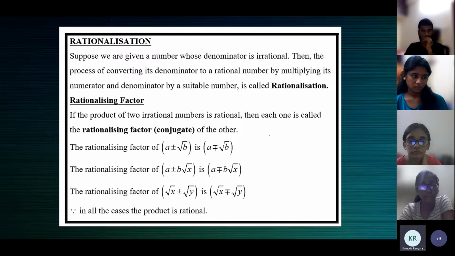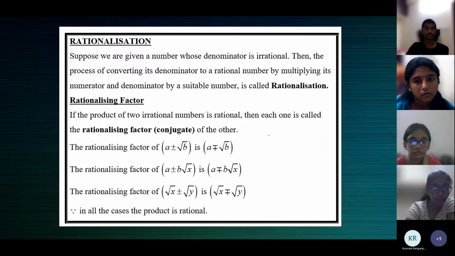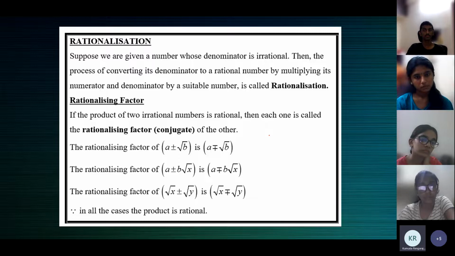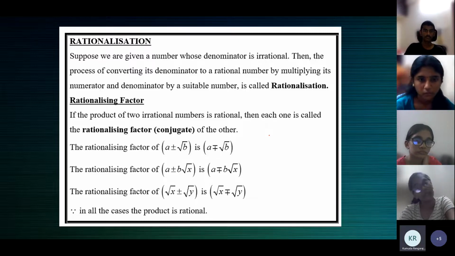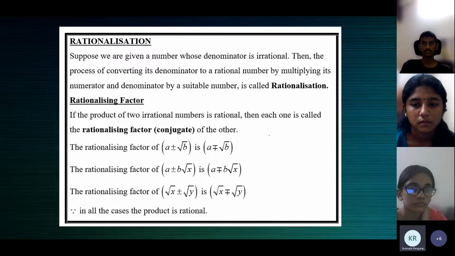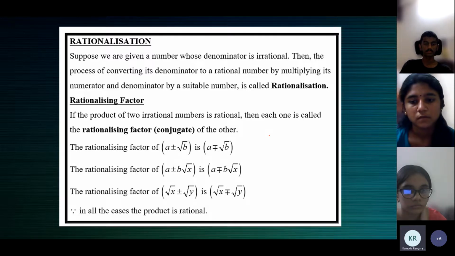So when the denominator is irrational, you're not happy with an irrational denominator. You want a rational denominator. So the process of converting the irrational denominator to a rational denominator is called rationalization. So how to convert? That's what we are going to see next. That process adopted to convert the irrational denominator to a rational denominator is rationalization.